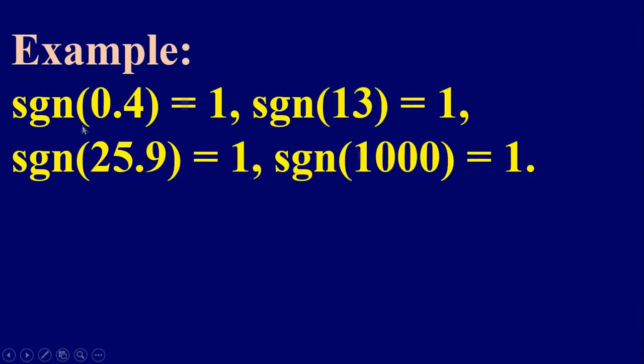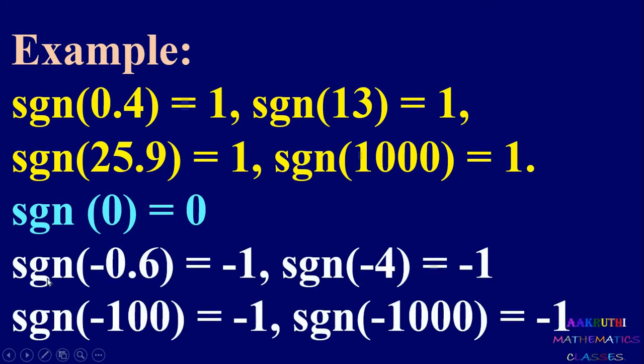We consider some examples. The signum function is denoted by SGN, and the signum function of 0.4 is 1 only. So 0.4 is positive. For a positive number, the signum function is 1. So the signum function of 13 is 1, of 25.9 is 1, and of 1000 is also 1. If you get any number greater than 0, then its signum function is always 1. Now the signum function of 0 is 0.